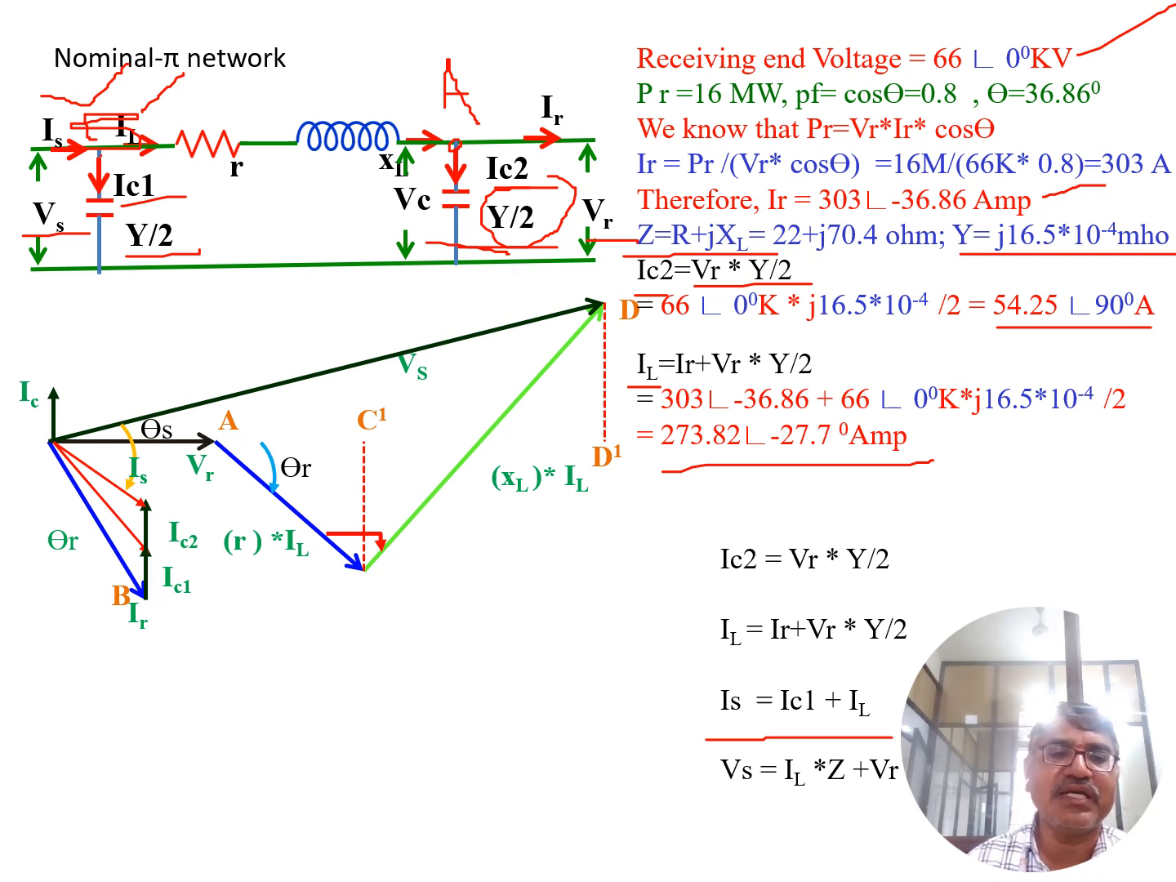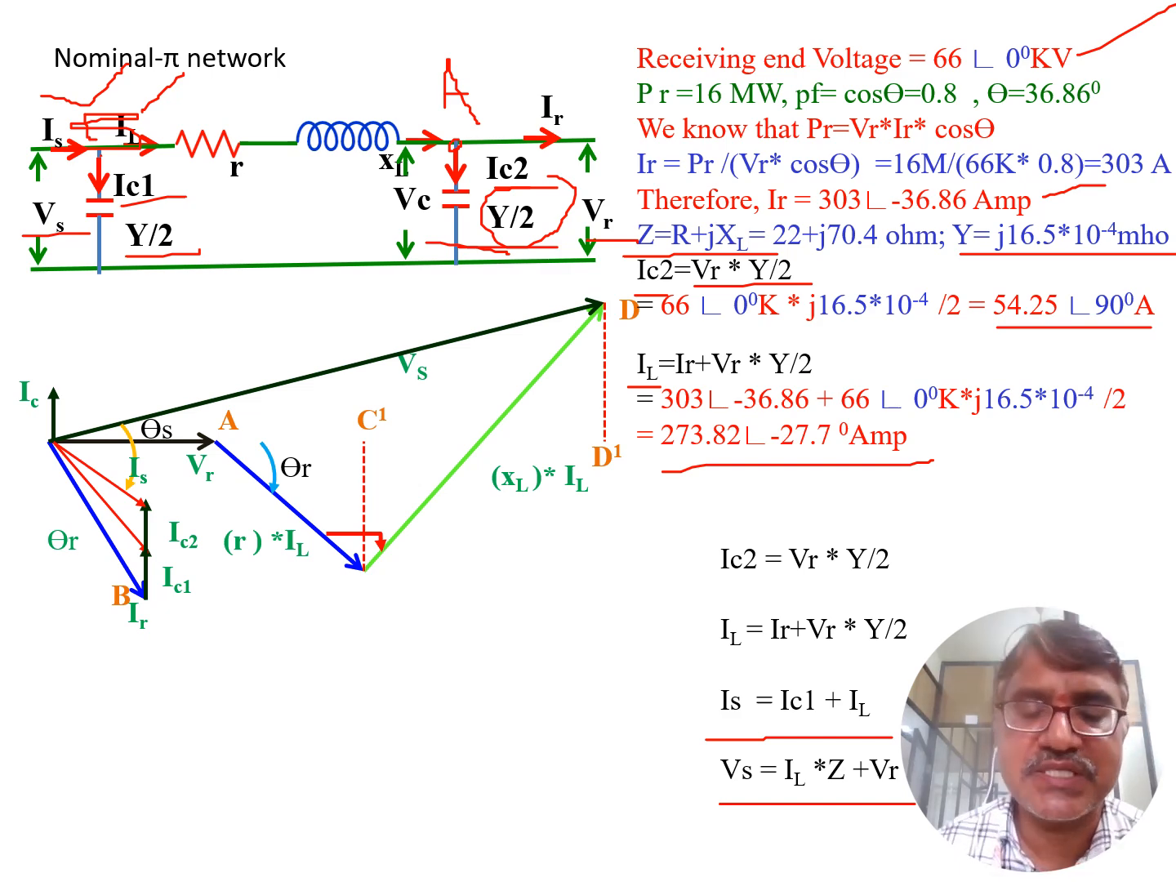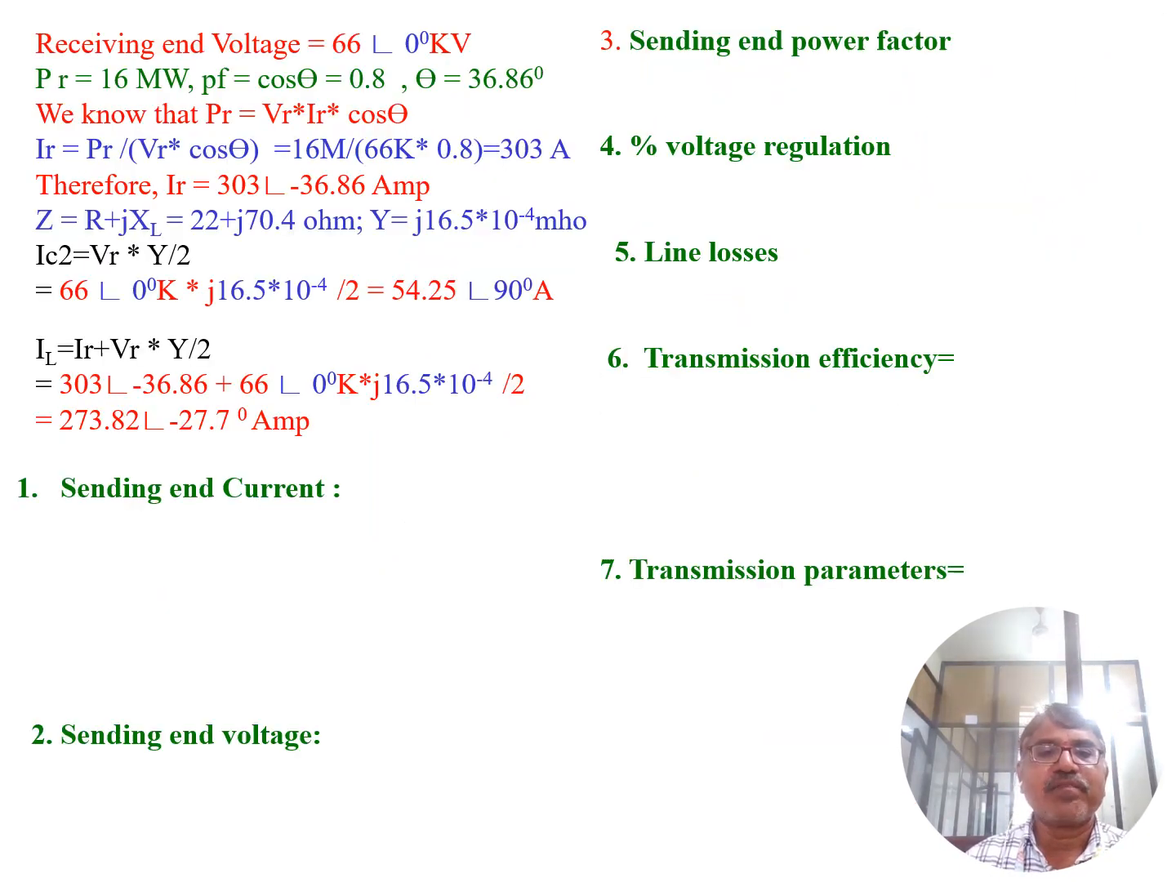Why? Because the voltage across the capacitor at the sending end side is VS, and the voltage across the capacitor admittance which is connected across the receiving end terminal is VR. That's why VS is equal to VR plus IL into Z. So this is the given data and calculated data.